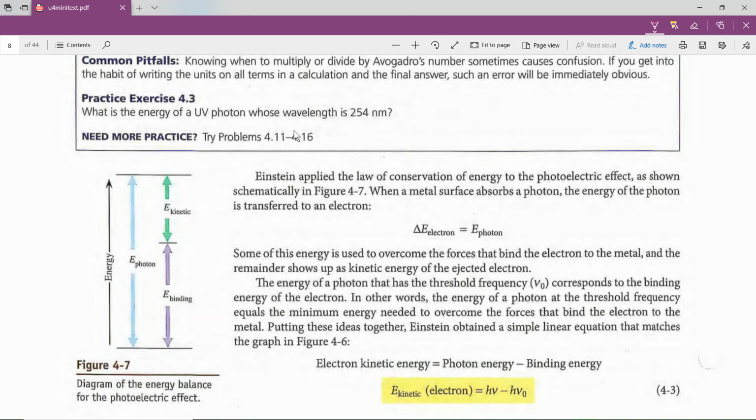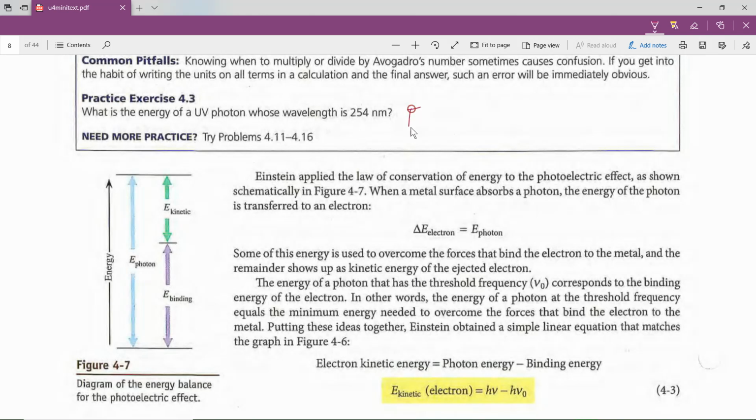On a test, I could just say, what's the energy of a photon of 254 nanometers? And you calculate it. I won't ask, just out of the blue, what section of the electromagnetic spectrum is 254 nanometers. That would be sort of nasty.